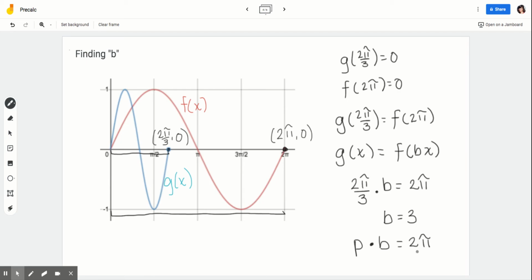This will always be 2 pi because this 2 pi comes from the parent function. So since we're always going to be comparing back to the parent function, we always can take the new period, multiply it by the parameter b, and get 2 pi. If I just wanted to solve for b, I could divide both sides by p, and I could see that the parameter b is equal to 2 pi divided by the period. This will work for all sine or cosine functions, given the period, to find b. You could also plug in b if you have it and work backwards to find the period.